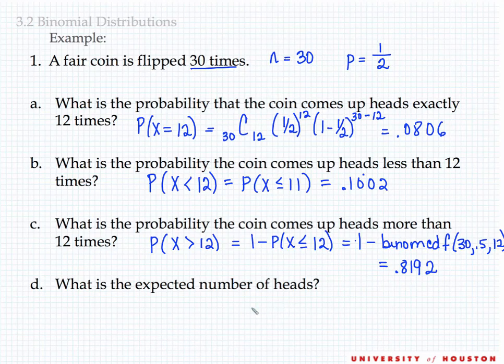The expected number of heads, our expected value for a binomial, is found by n times p. So for this problem we will do 30 times 1/2. So we would expect to have 15 heads.